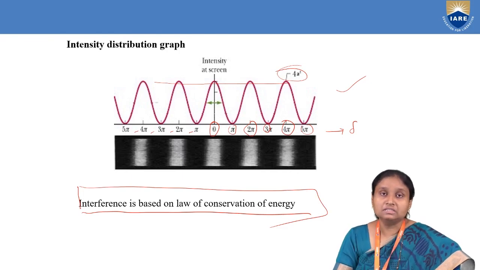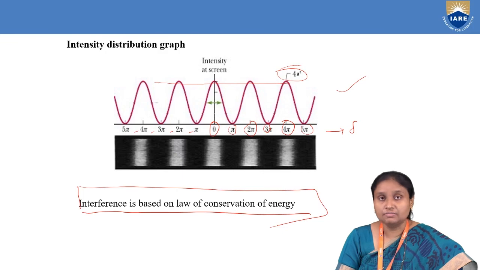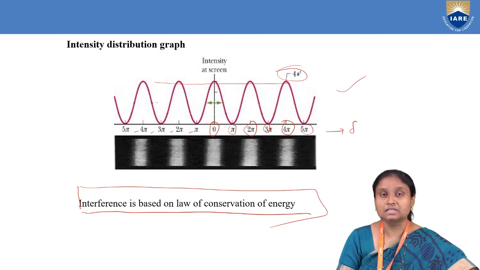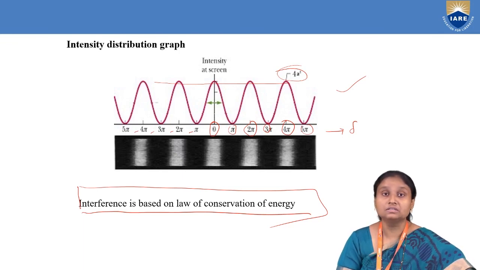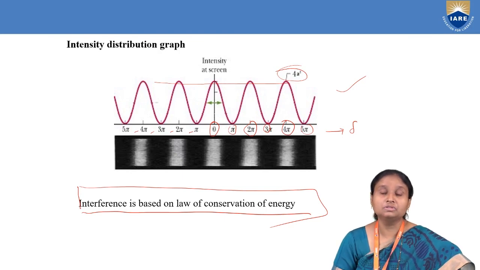So here today in this session, we have taken Young's double slit experiment. In that Young's double slit experiment, we tried to get the conditions for bright fringe as well as dark fringe, and we tried to get those conditions in terms of phase, also in terms of the path difference. So today we are going to end our session here.